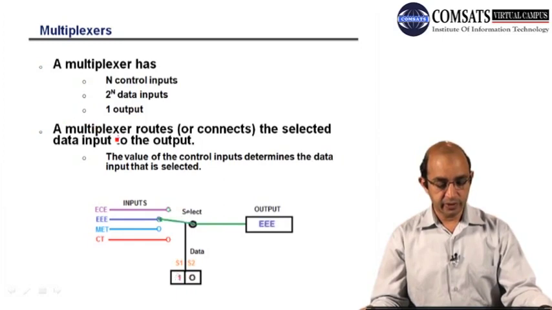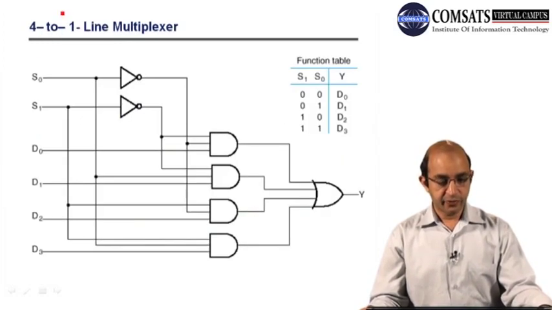We want to route the data from a large number of links onto a single link, right? So this is a 4-into-1 line multiplexer, right? You can see we need 2 switches in order to control the functionality. On 0 0, D0 will be selected. On 0 1, D1 will be selected. On 1 0, D2 will be selected, and so on and so forth.